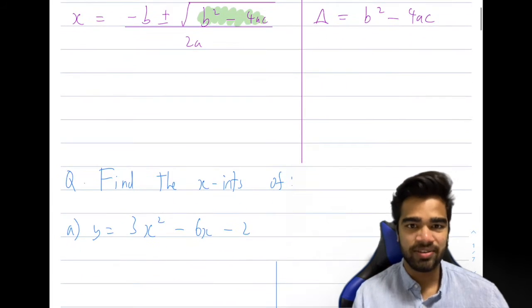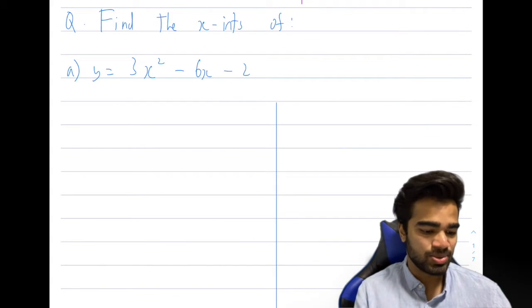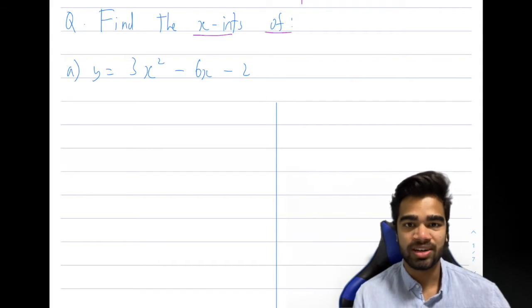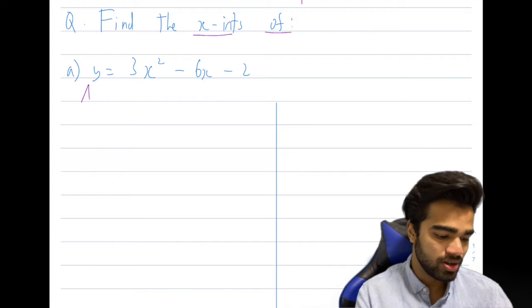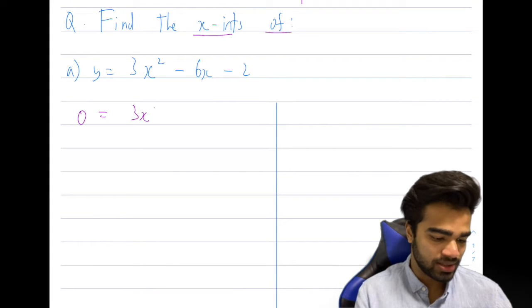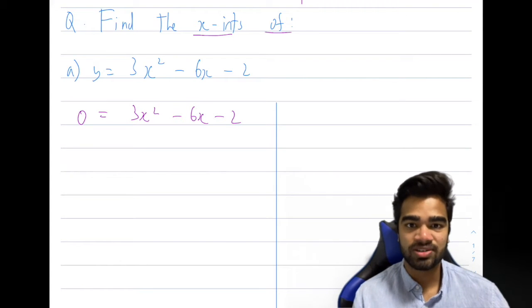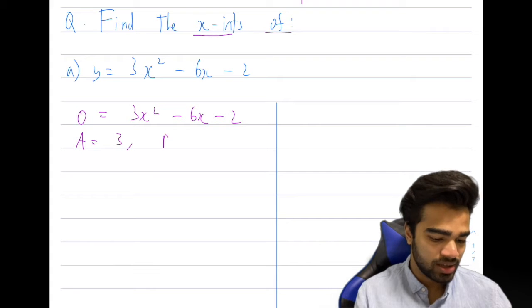So let's just dive in and do a couple of examples and talk about what the discriminant is. So we did this last lesson. Find the x-intercepts of this. If you try to factorize normally, you won't be able to factorize. So what we're going to do is use the quadratic formula to solve this question. So for x-intercepts, we make y 0. So 0 is equal to 3x squared minus 6x minus 2. Of course, if you try to factorize, you can't do it. So use the quadratic formula. The a value is 3, the b value is negative 6, and the c value is negative 2.